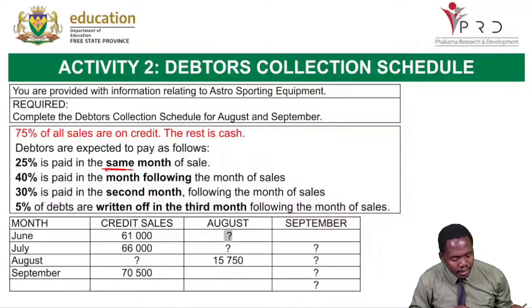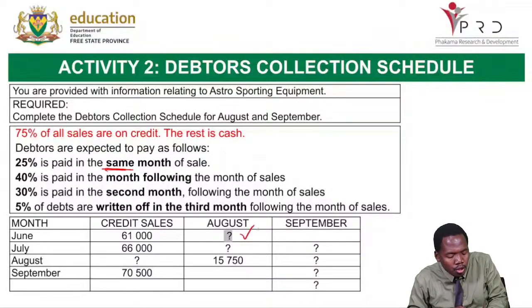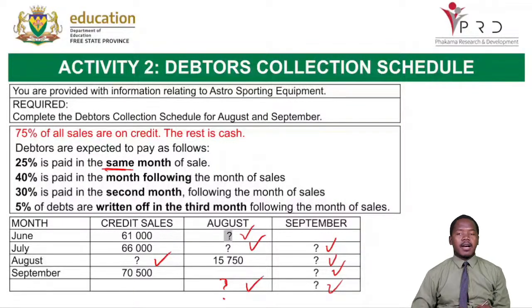Now we are given the cash budget. What are we going to do here? We are going to do what is in our question marks.